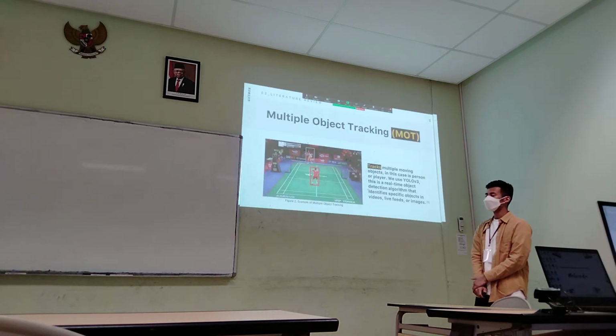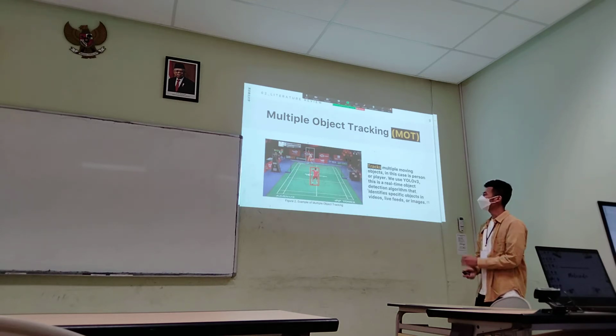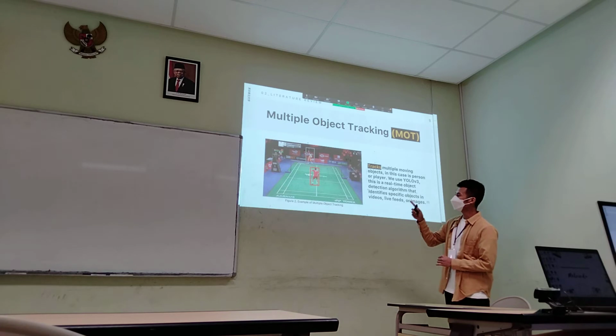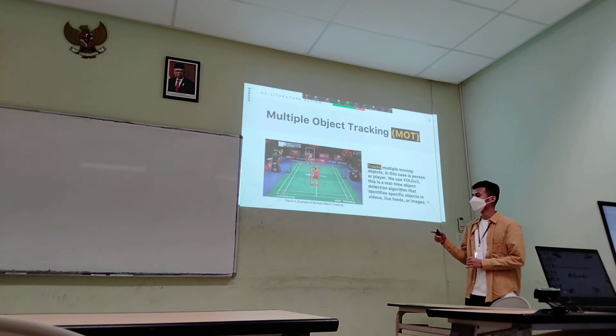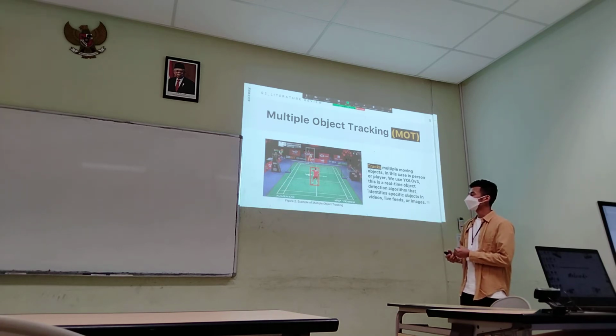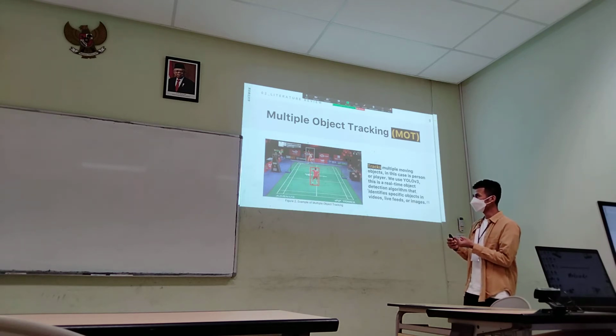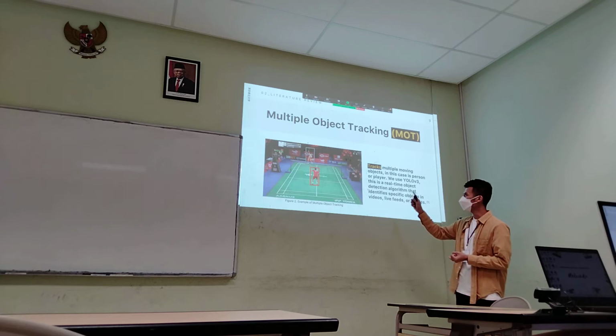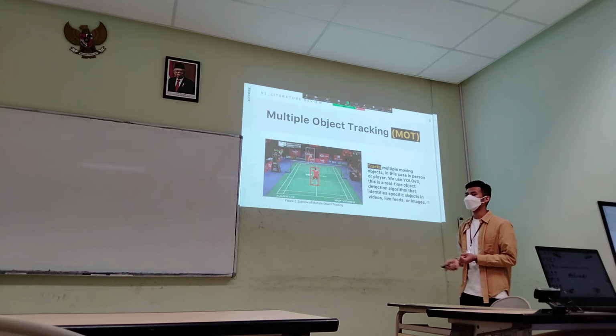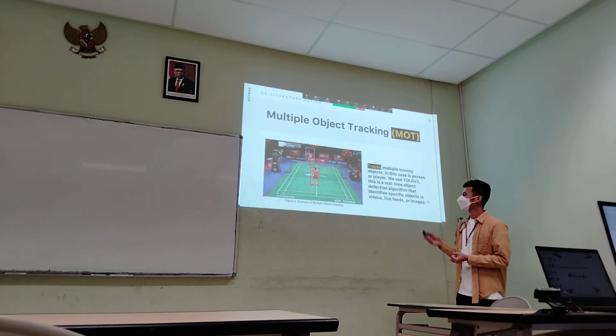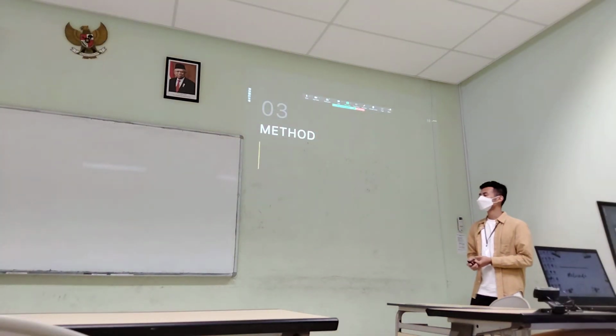The next is multiple object tracking. This MOT tracks multiple moving objects, and this is a real-time object detection algorithm that identifies specific objects. In this method, we track the position of the players, and we must track the players only. So it must not detect the judge or the people outside the field. And the next is the pattern.